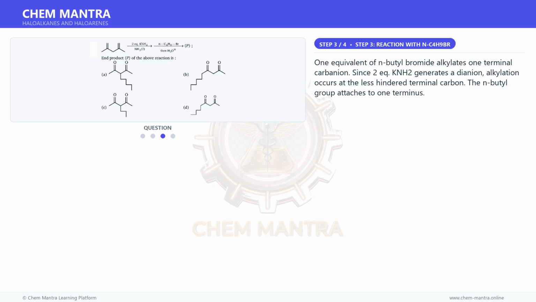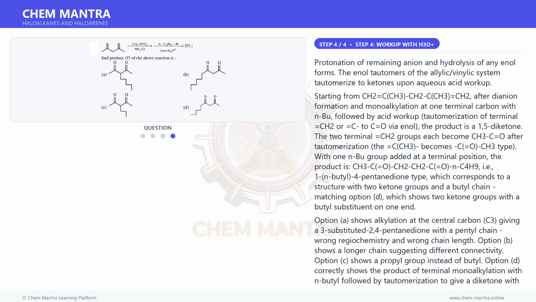1 equivalent of n-butyl bromide alkylates one terminal carbanion. Since 2 equivalents of KNH2 generates a dianion, alkylation occurs at the less hindered terminal carbon. The n-butyl group attaches to one terminus. And for the final step, protonation of the remaining anion and hydrolysis of any enol forms. The enol tautomers of the allylic vinylic system tautomerize to ketones upon aqueous acid workup.